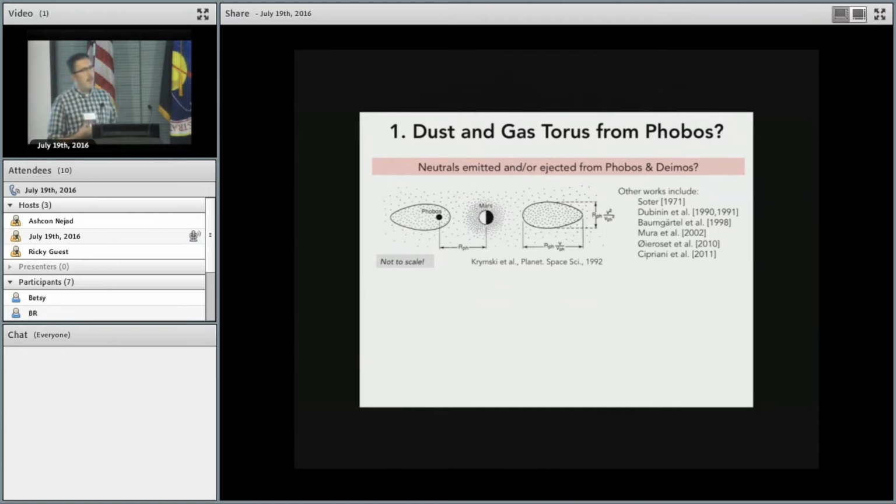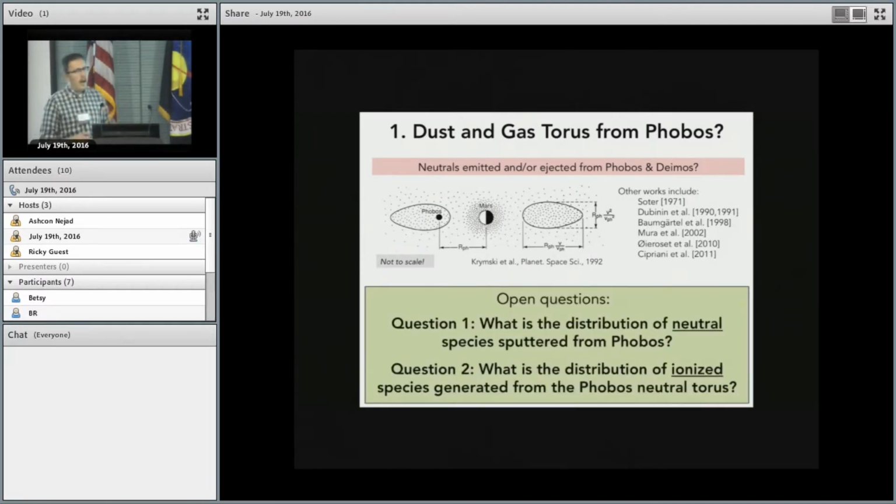So based on a lot of the work that I personally had done recently with the LADEE mission, a lot of those same processes should apply to Phobos and Deimos. So I started looking at this. And immediately two main questions came to mind. Can we really understand what the neutral distribution of species sputtered from Phobos is? And those neutrals, once they're in orbit around Mars, will eventually be ionized. And can we understand what the distribution of this ionized material is, spread out throughout the Martian magnetosphere? And one or two of these ways could potentially be mechanisms to observe this.